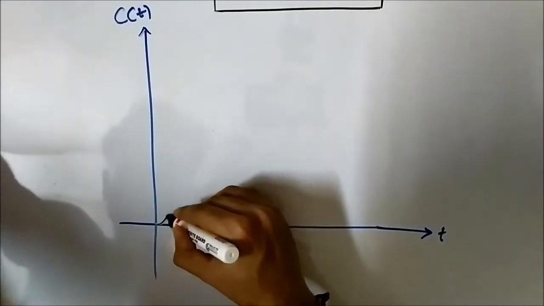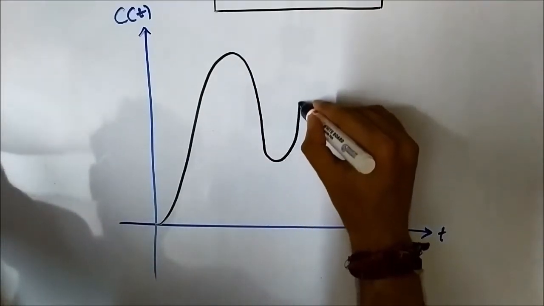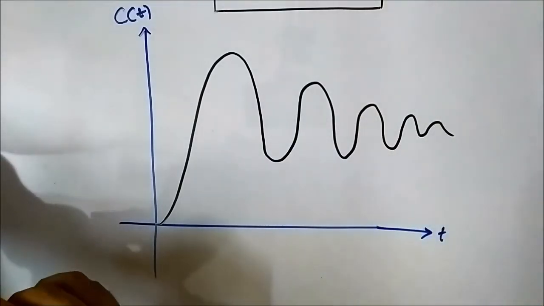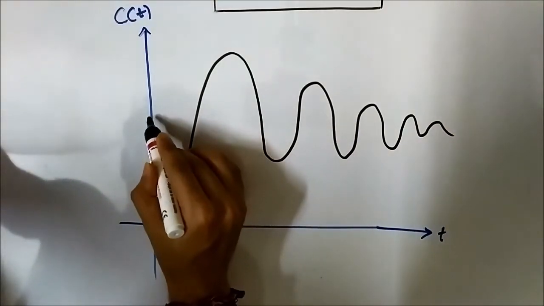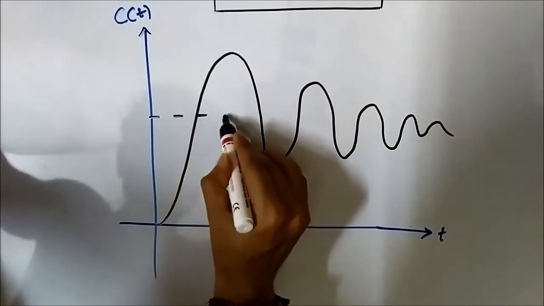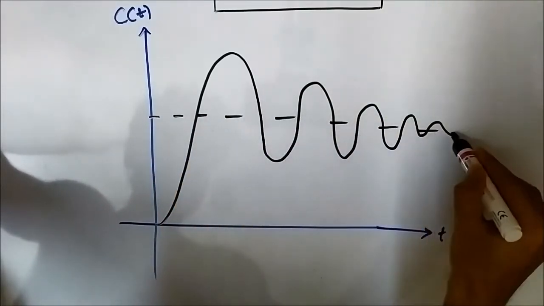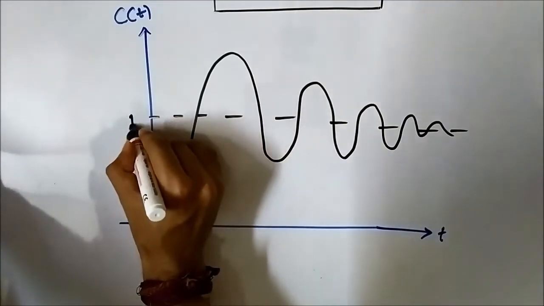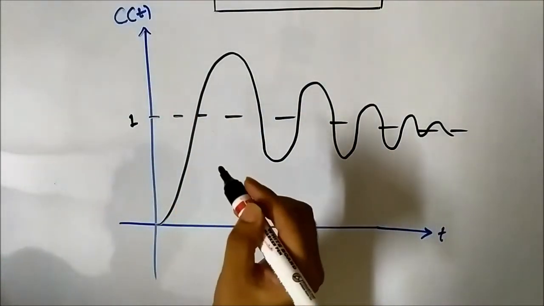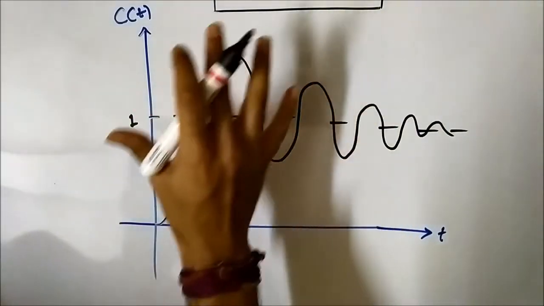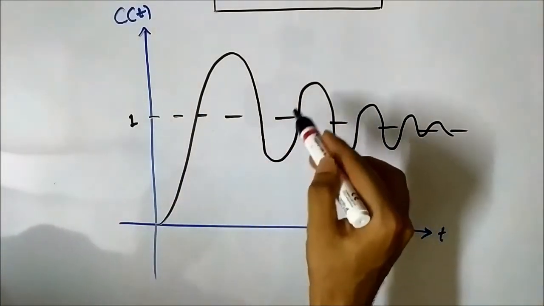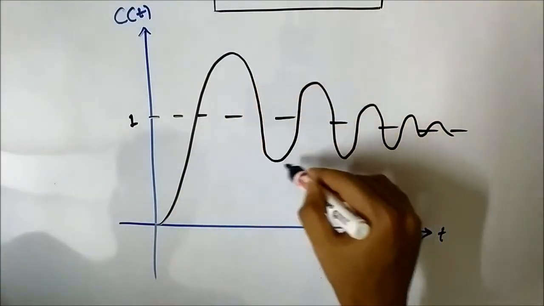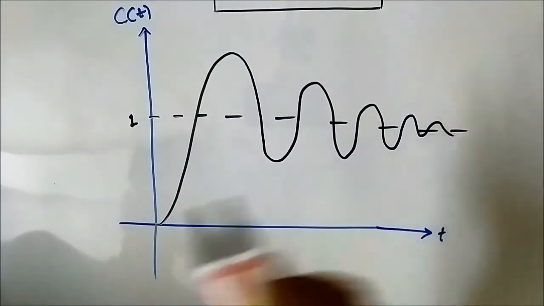Okay, it looks something like this, and this is the steady state value, and this normally has a value of about 1. Okay, the steady state value. Now you can see that the characteristic of this oscillation, this output response, is that as time progresses, the amplitude of the oscillation keeps on decreasing.